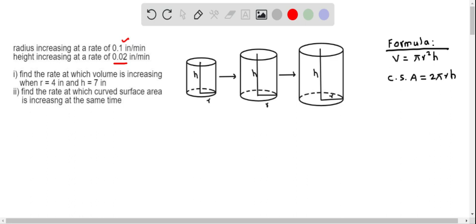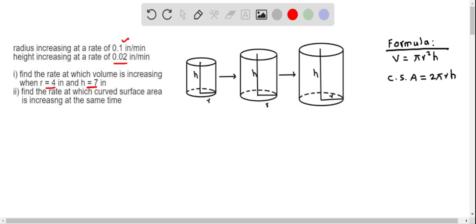The first one is we have to determine the rate at which the volume is increasing when radius equal to 4 inches and height equal to 7 inches. And at the same time, we have to determine the rate at which the curved surface area is increasing. So let's try to answer these two questions.